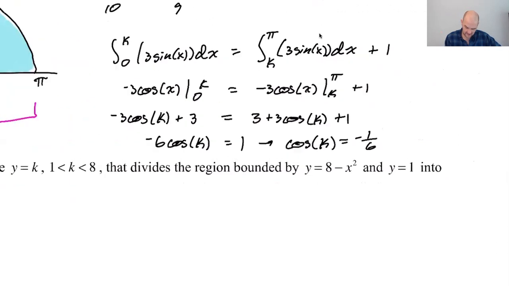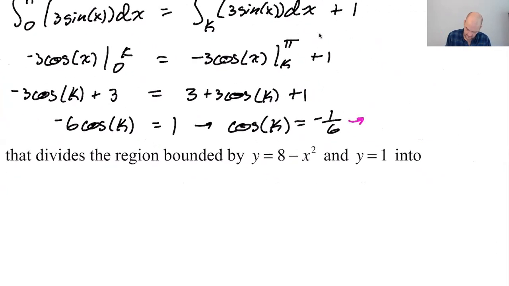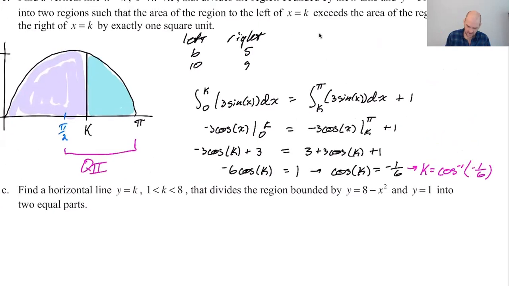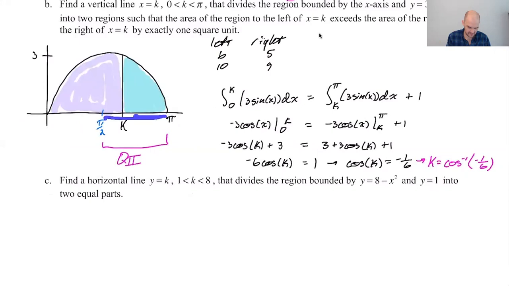I think the answer is K is cosine inverse of -1/6. So you got to think about that for a little bit. Let it sink in, right? So we're doing the inverse cosine of a negative, which is going to put you in quadrant 2. So the question is, did you want a quadrant 2 angle, or did you want a quadrant 3 angle where cosine is also negative? But I think in this case, we definitely wanted quadrant 2 because we're somewhere between pi over 2 and pi. I think that's good.